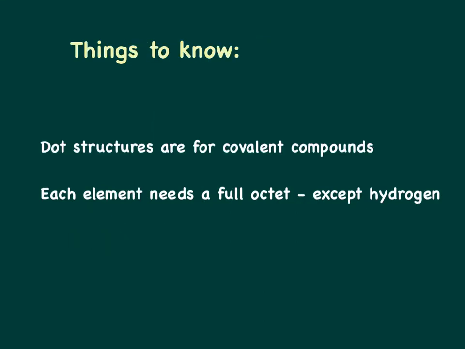Today we're going to be talking about molecular structures, and I want you to be able to complete electron dot structures for covalent compounds by the time we're done. A couple of things we got to know before we get started. These dot structures are for covalent compounds only. We already talked about ionic compounds, how they exchange electrons, but this is for sharing electrons in the covalent compounds, and so we can only do them for the covalent.